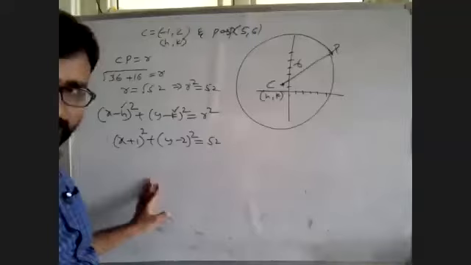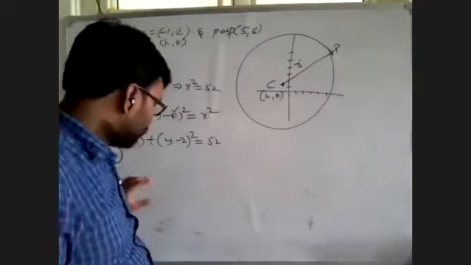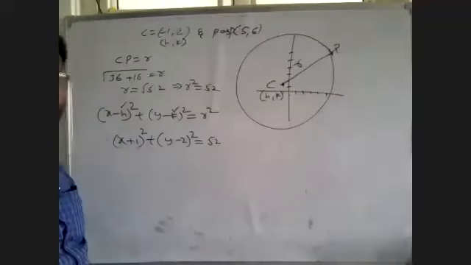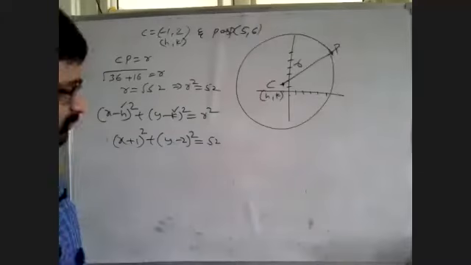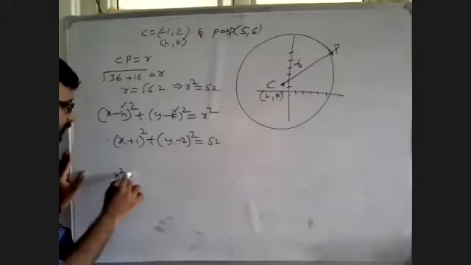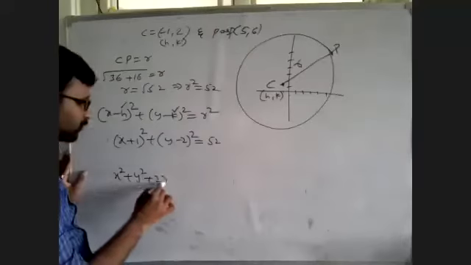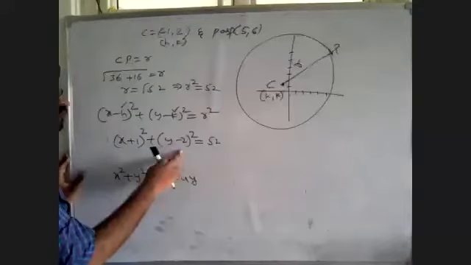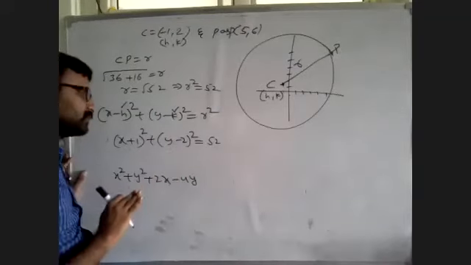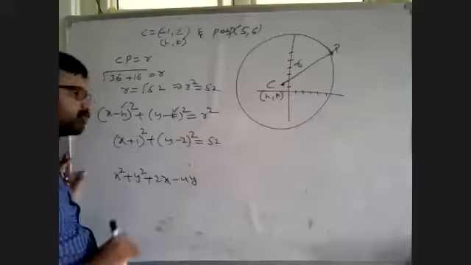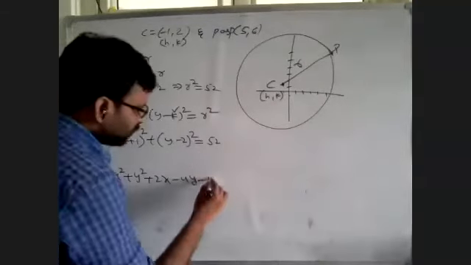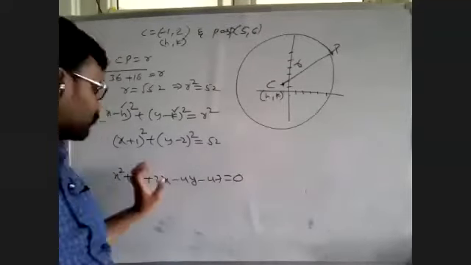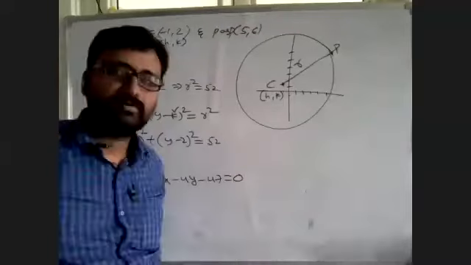If you have options like an equation after expansion, you have to write by using a plus b whole square and a minus b whole square formula. Then you will get a circle equation in the form of x square plus y square plus 2x minus 4y. Then this is 1, this is 4, plus 1 is 5. And taking this side, 52 minus 5 is 47. Minus 47 equal to 0, which is in the general form of the circle x square plus y square plus 2gx plus 2fy plus c is equal to 0.